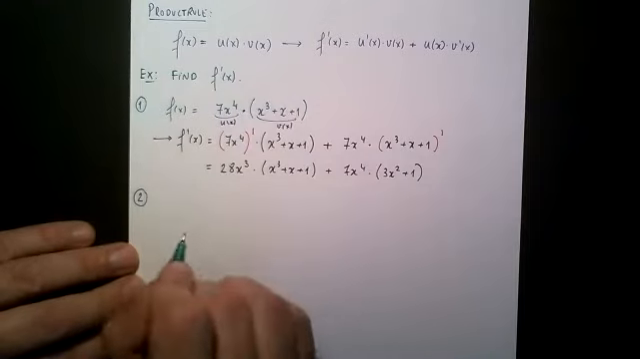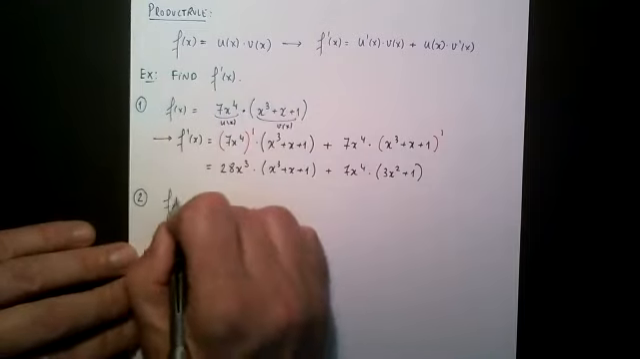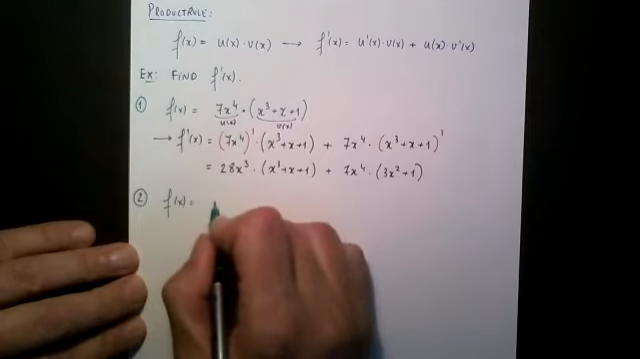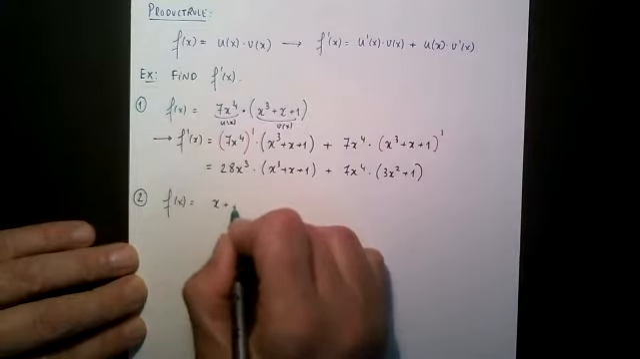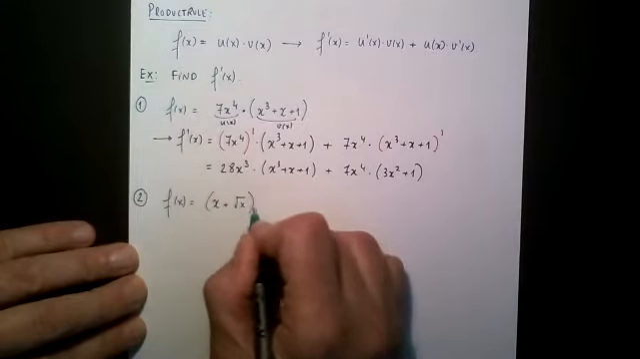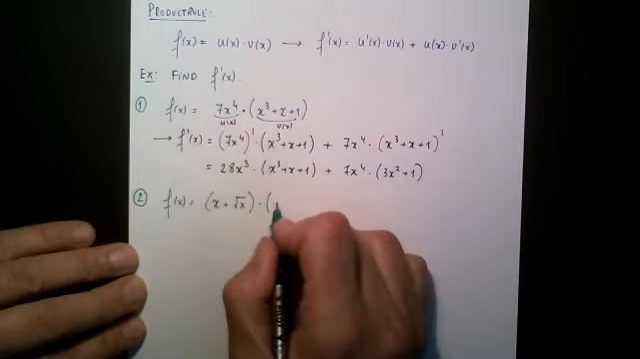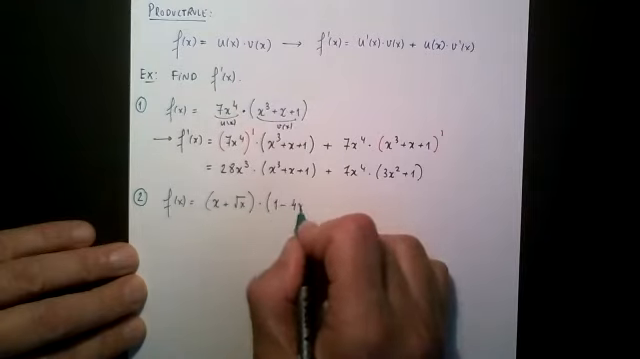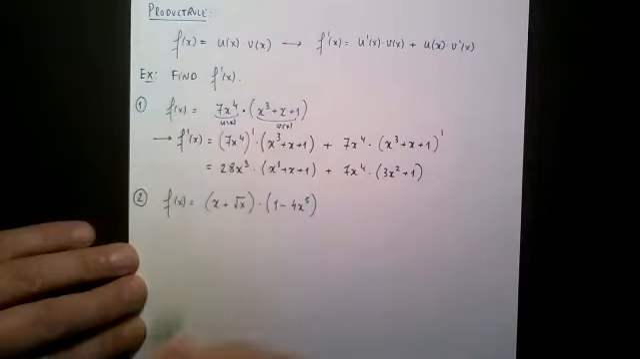Okay, so I'm going to let you try it. So f of x is equal to x plus root x multiplied by 1 minus 4x^5. Okay.